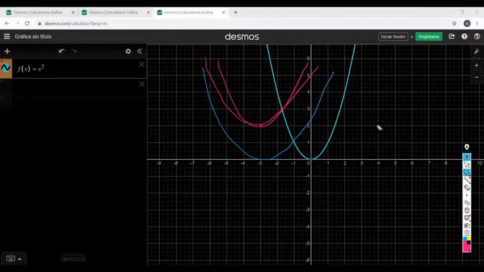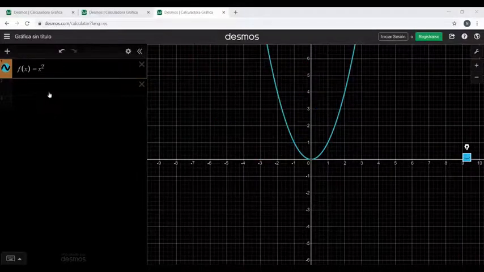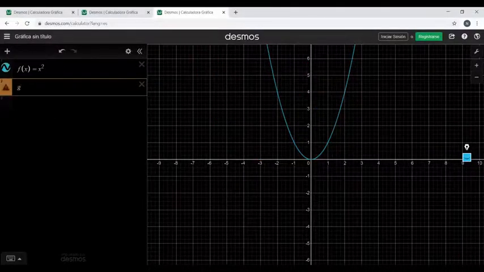Remember, first stretches, then reflections, and then translations. So the first stretch is by a factor of 2 in the horizontal axis. So that should look like this.